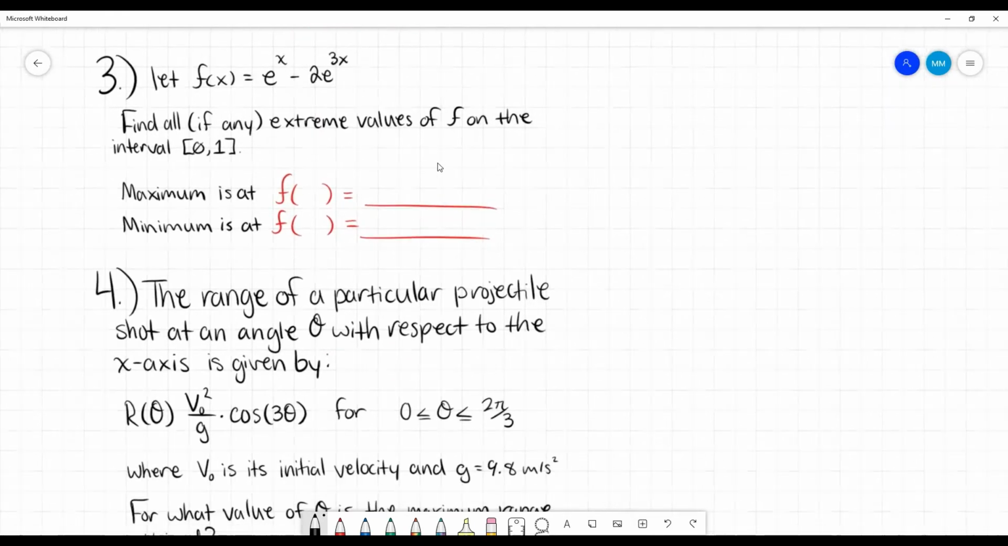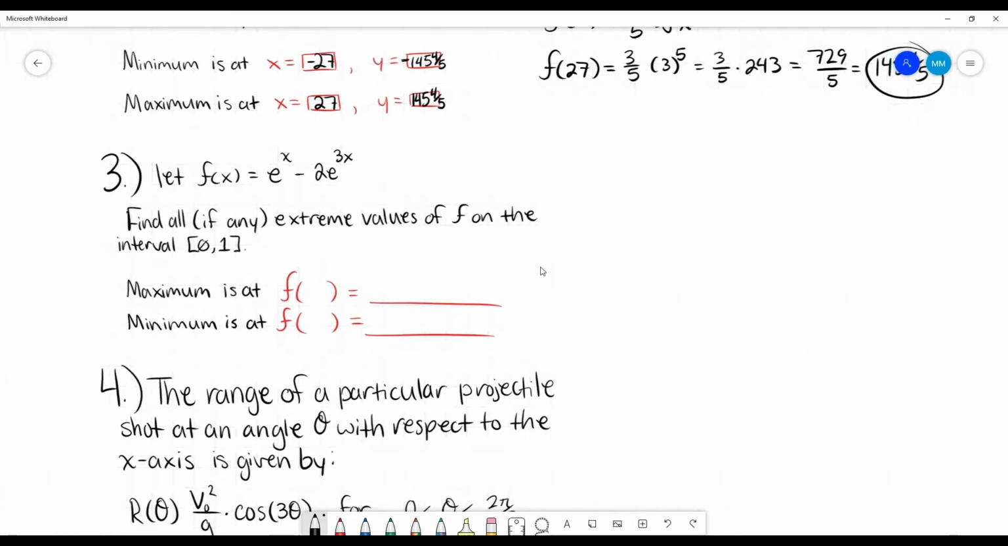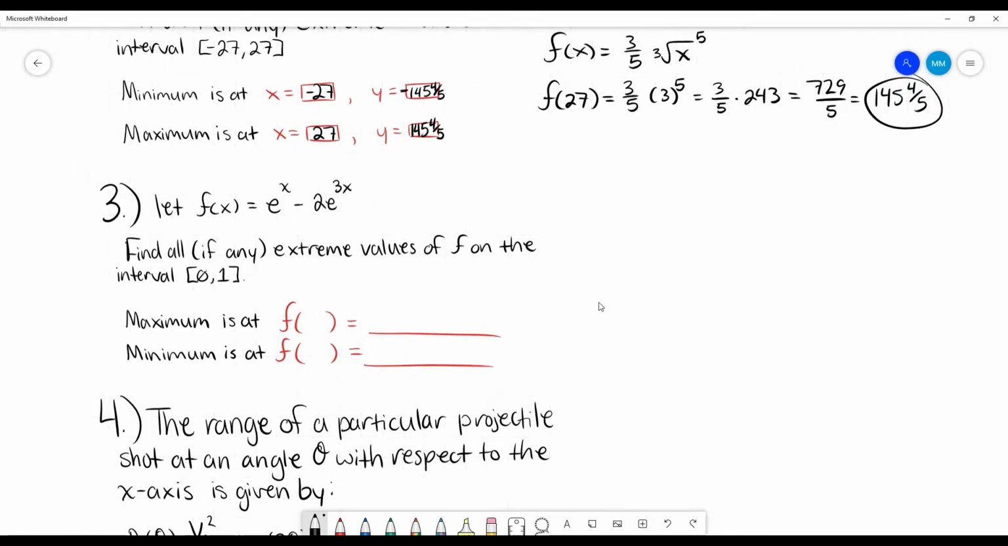Moving on to number 3. This is the same type of thing. It's a little bit trickier to work with, though, just because we've got those e's in there. So once again, we want to find all of the extreme values, if there are any, of this function on the given interval. This interval is only from 0 to 1, so there's not a whole lot that we have to worry about. But let's go ahead and take a look-see.